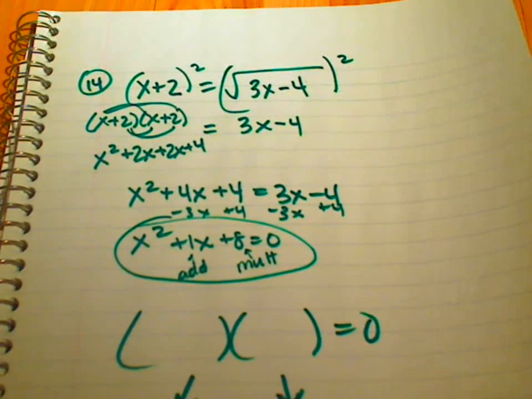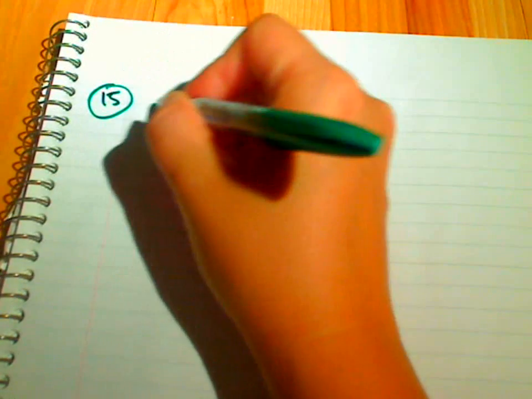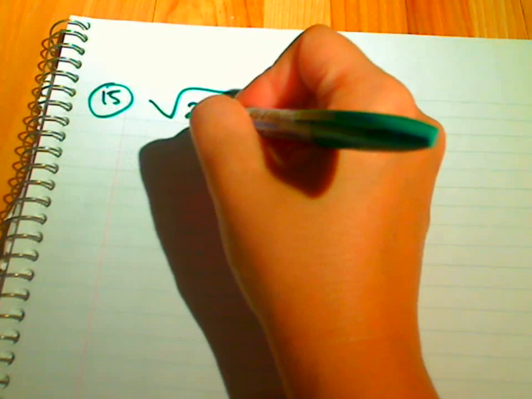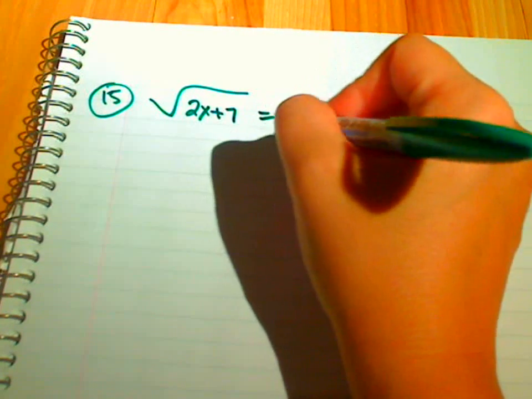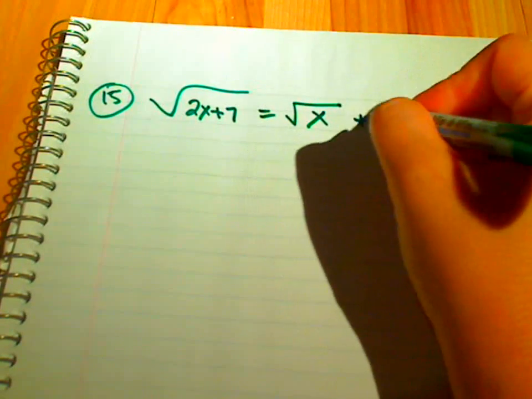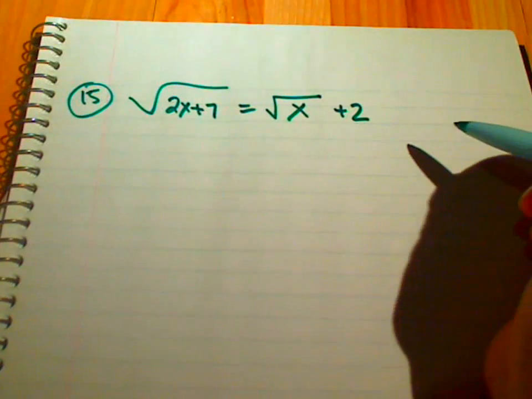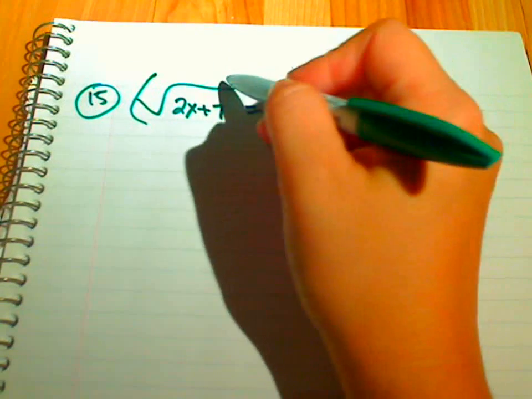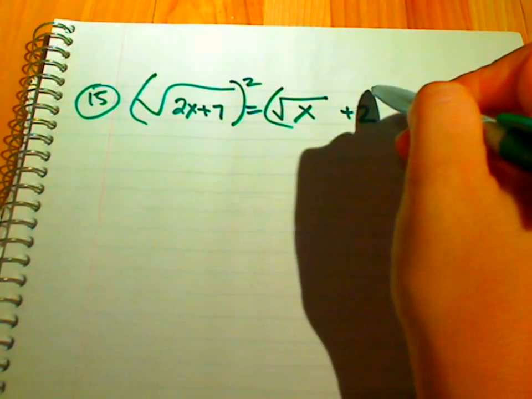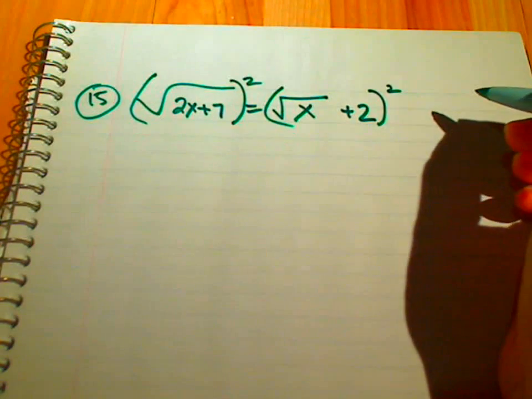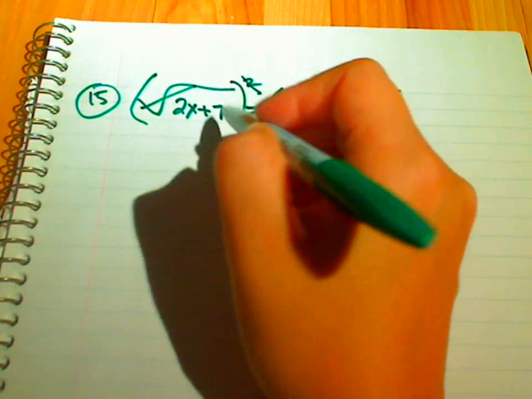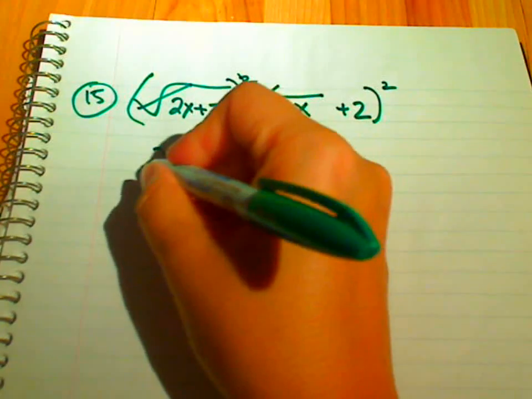Now, a similar thing for number 15. Let me start you off on this one, because it'll be a little bit more difficult. The square root of 2x plus 7 equals the square root of x plus 2. So same thing, I want to get rid of the square roots. So I'm going to square everything. It does get rid of the roots over here, so I have 2x plus 7 there.